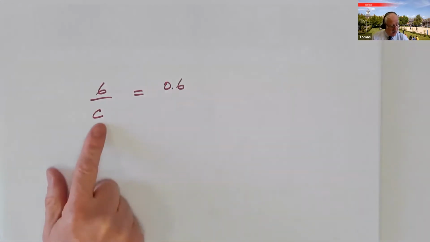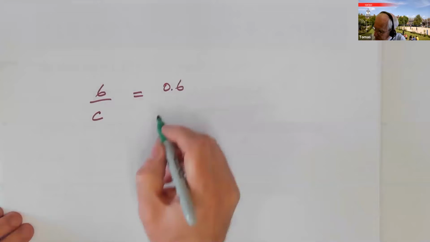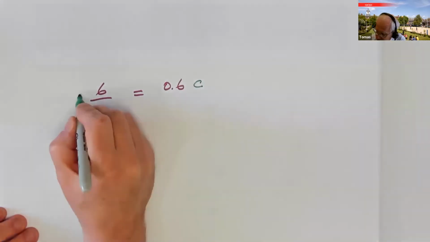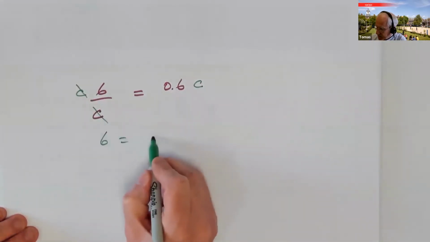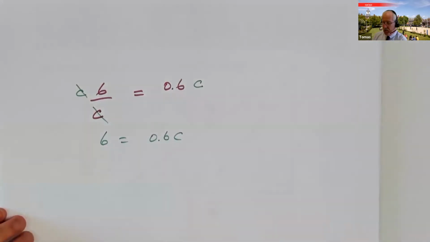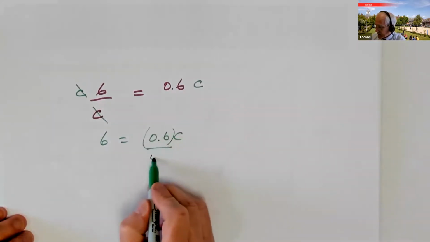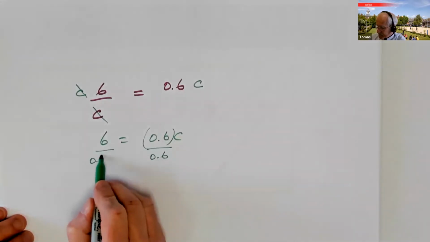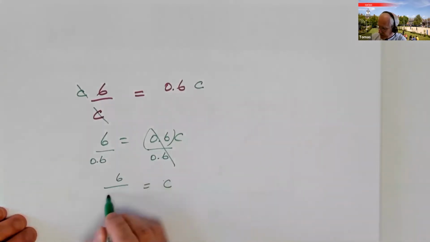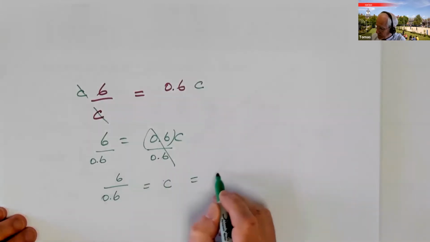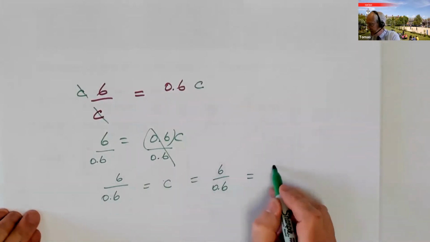If C is on the bottom, I don't like it. I'm going to bring it up to the top. So I'm going to multiply this side by C and this side by C, and they'll cancel. So 6 is equal to 0.6 C. I don't like 0.6 as a multiplier. I'm going to divide by 0.6 on both sides, and they'll cancel. So C is equal to 6 divided by 0.6. And 0.6 goes into 6 10 times.